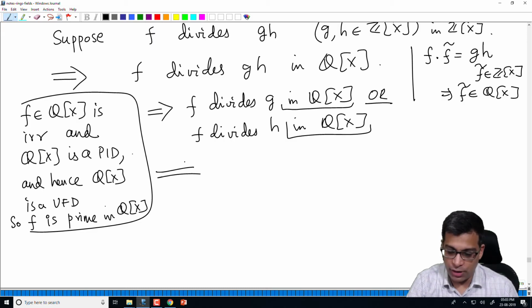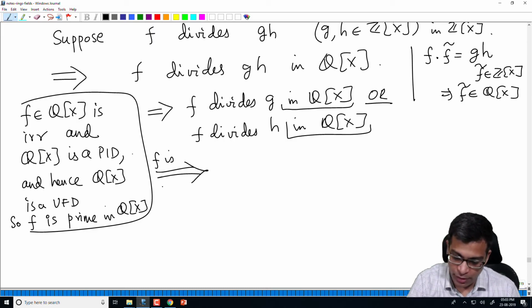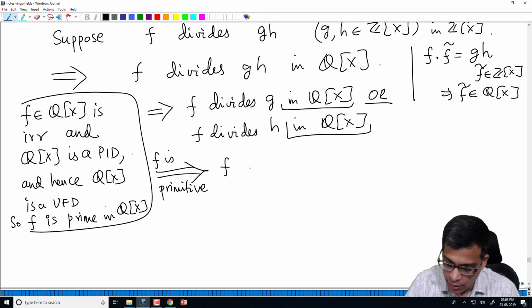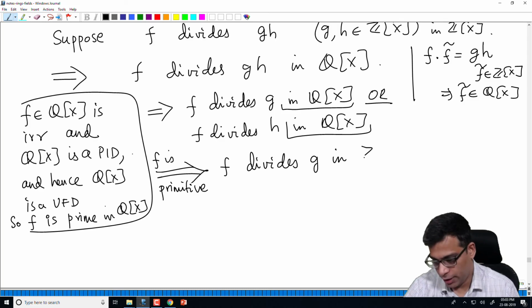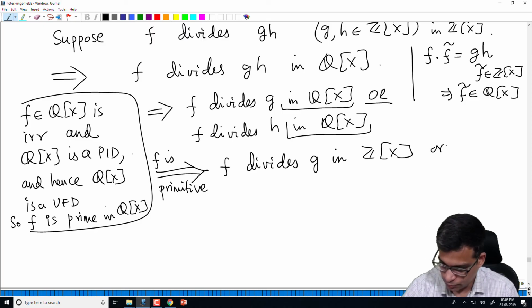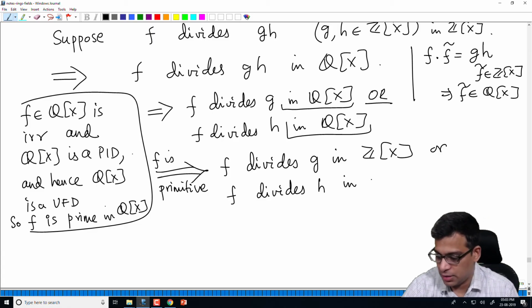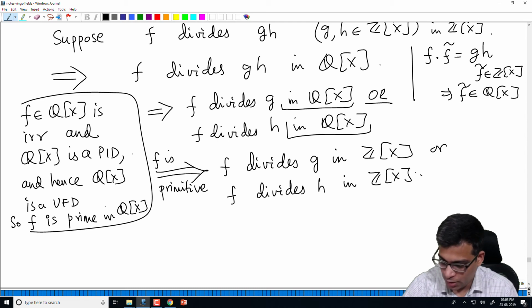Now we are going to use the primitiveness. F is primitive. If a primitive integer polynomial divides another polynomial in Qx, it also divides in Zx. So f divides g in Zx or f divides h in Zx, and hence f is prime in Zx.